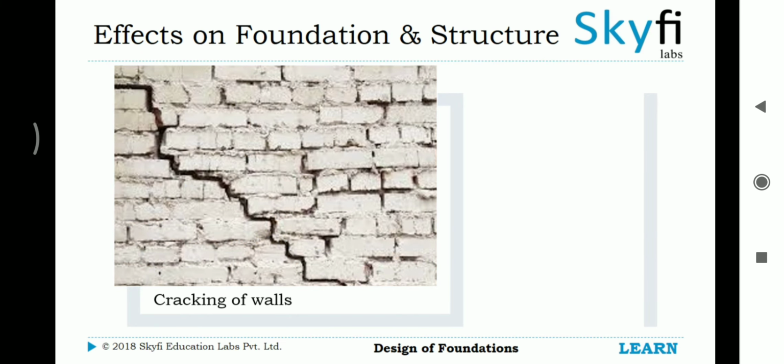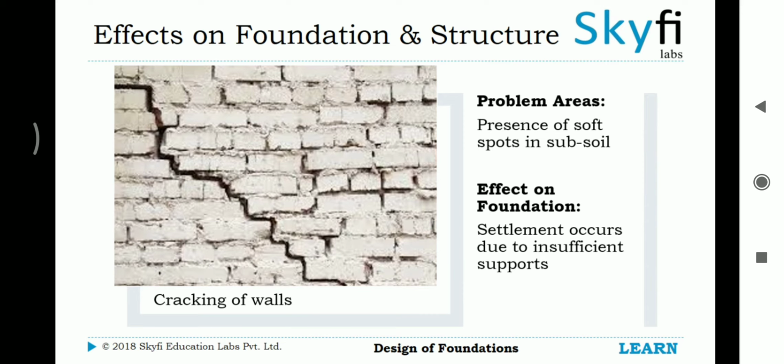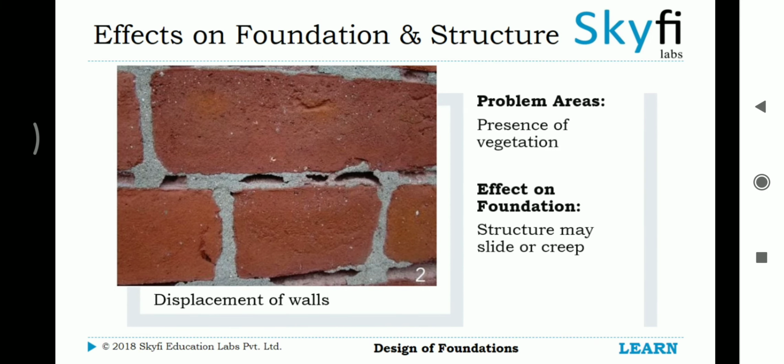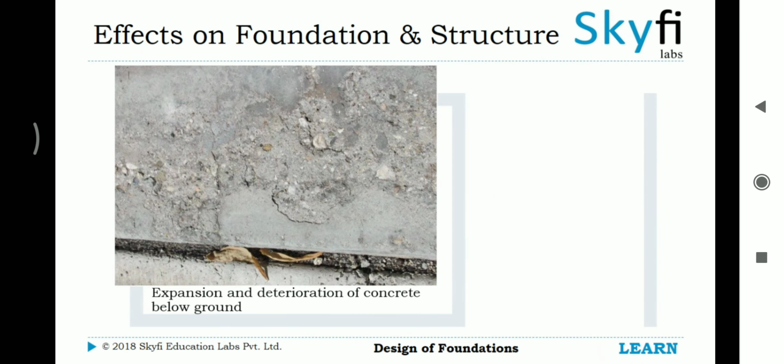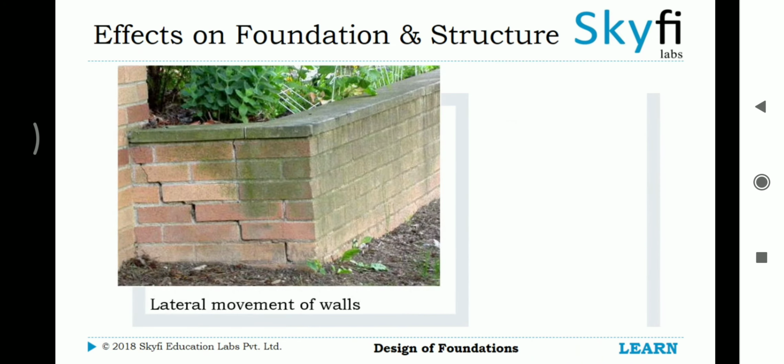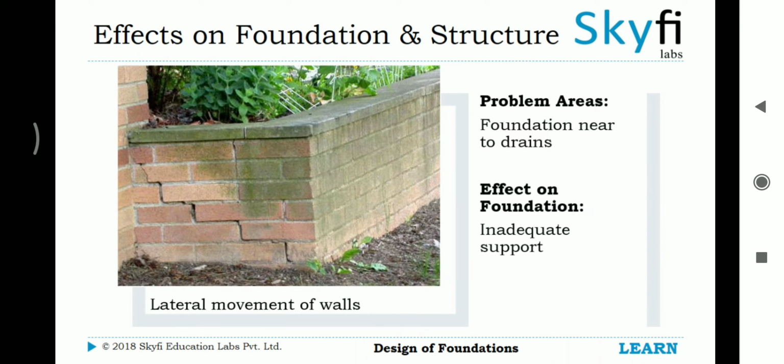This cracking of walls might also occur due to presence of soft spots in the subsoil, which renders the soil insufficient to support the structure. The walls are displaced laterally due to the presence of vegetation in the soil, resulting in sliding or creeping. Concrete may expand and deteriorate, as the high amount of sulfate and clayey soils may attack the concrete. In foundations near drains, if the support is not adequate, it will also result in the lateral movement of walls.